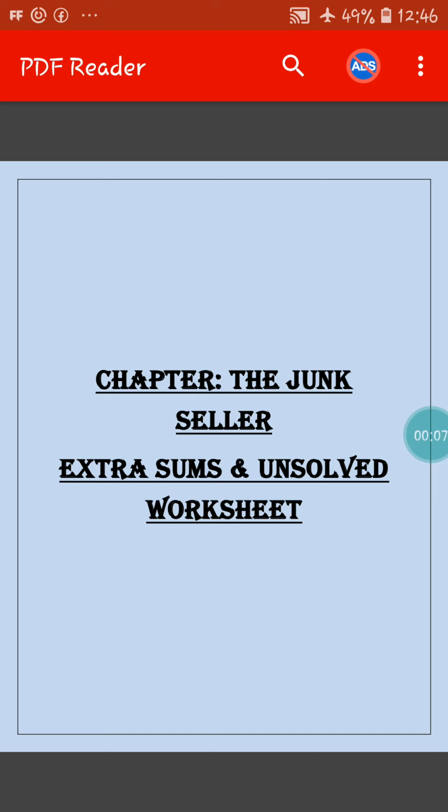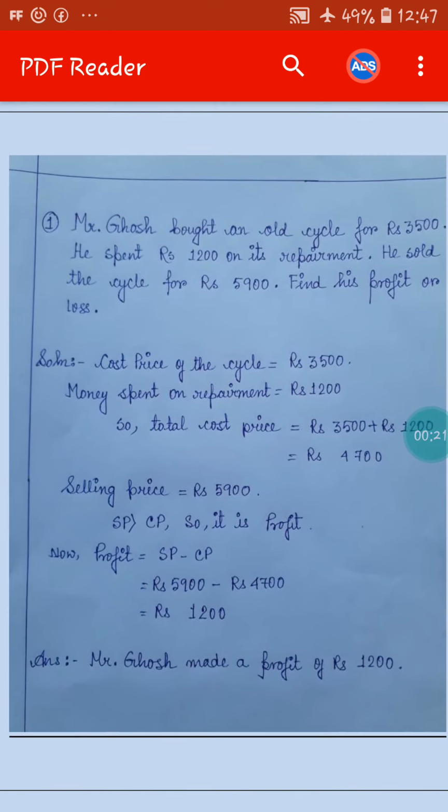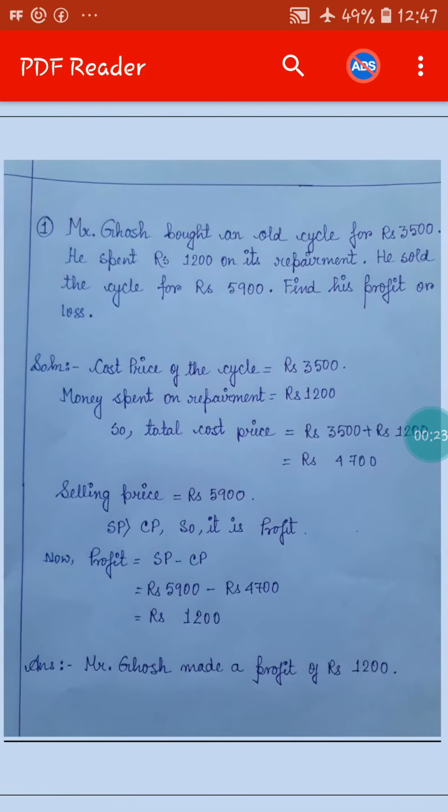Today we will do some extra sums and an unsolved worksheet based on the chapter The Junk Sailor. Let's go to the first sum. Here in the first sum it is written, Mr. Ghosh bought an old cycle for rupees 3,500. He spent rupees 1,200 on its repairment. He sold the cycle for rupees 5,900. Find his profit or loss.